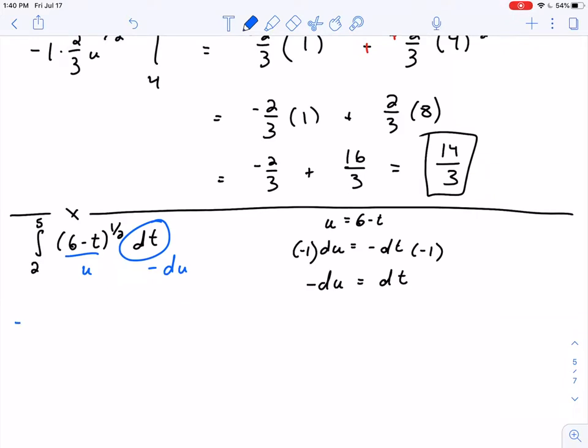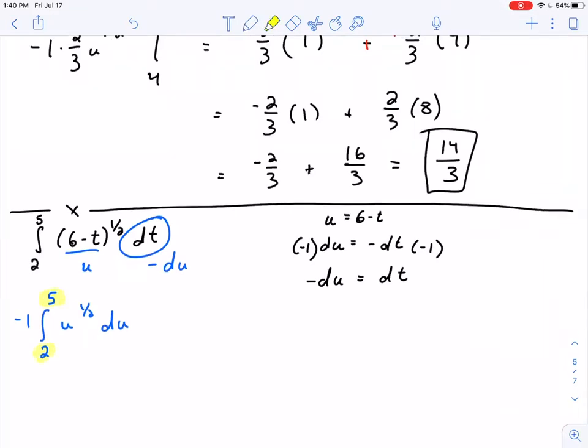So when we make our substitution, it's going to look mostly the same. The -1 still on the outside. I have u to the 1/2 power du. But I'm going to leave these as they are. I'm going to leave those as 2 and 5. And this is one of those things that, as a math teacher, just makes me kind of cringe and makes me go, I don't like it. And the problem is that these limits of integration are in terms of t, and your integral is in terms of u. This is technically wrong to write it this way.